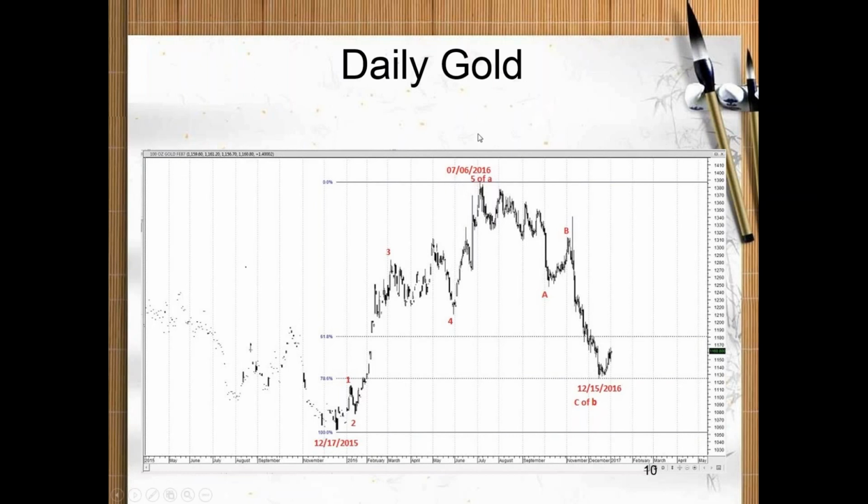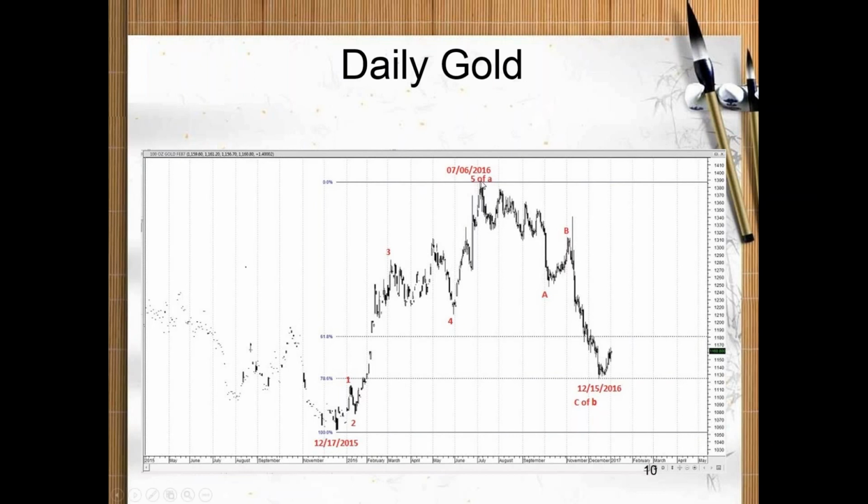All right, so here you can see my count. This is the A of everything from the July 6th top to the bottom that came in like 2 weeks ago, middle of December, literally December 15, on that day. Now, that's your ABC correction.